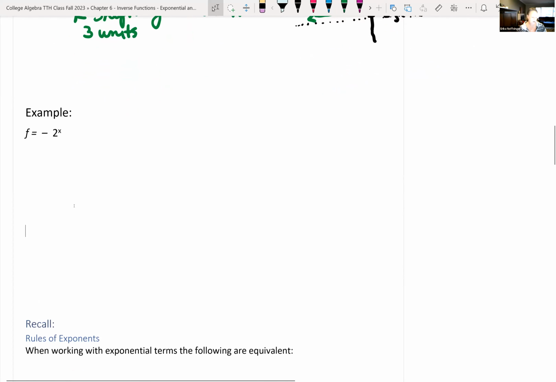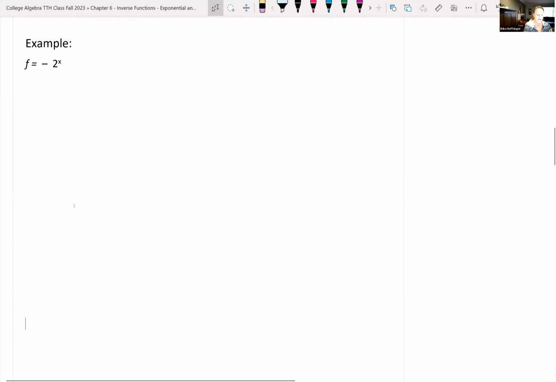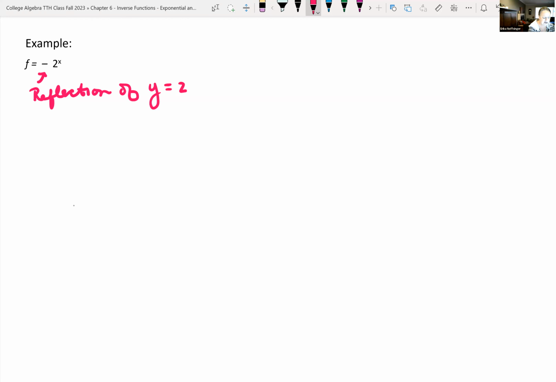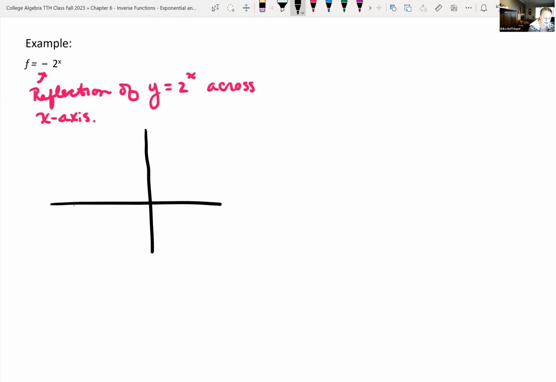Give myself a little more room. So looking at y equals -2 to the x, that negative, this is a reflection of y equals 2 to the x across the x-axis. Our y values are changing signs. So reflecting that across the x-axis does not change where our asymptote is. Our point, though, that was at 0, 1 before, reflecting that across the x-axis is now going to become 0, -1.